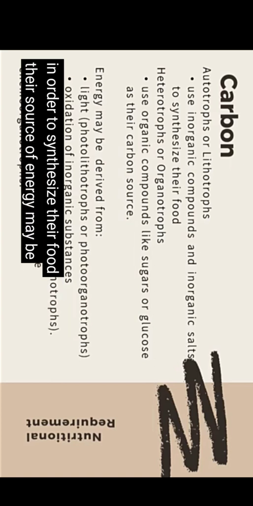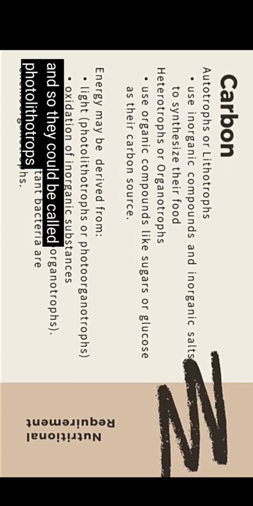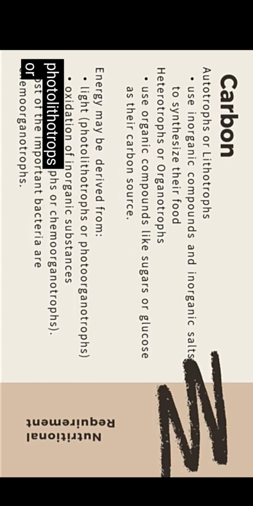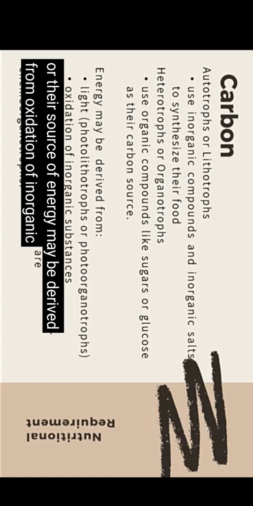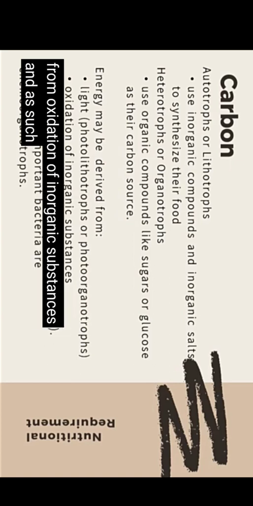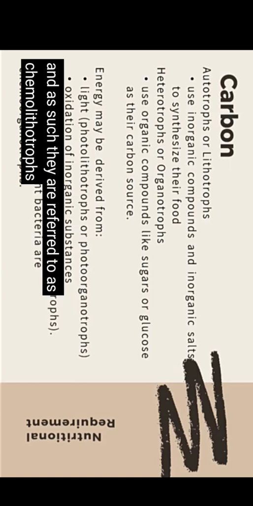Autotrophic bacteria are those that use inorganic compounds or inorganic salts in order to synthesize their food. Their source of energy may be derived from light, and so they could be called photolithotrophs, or their source of energy may be derived from oxidation of inorganic substances, and as such they are referred to as chemolithotrophs.